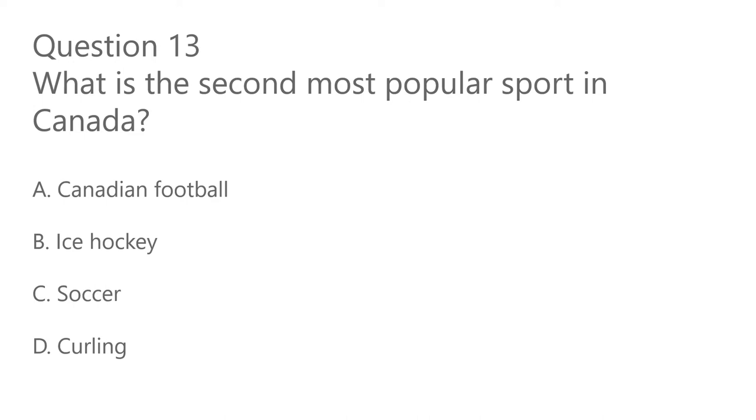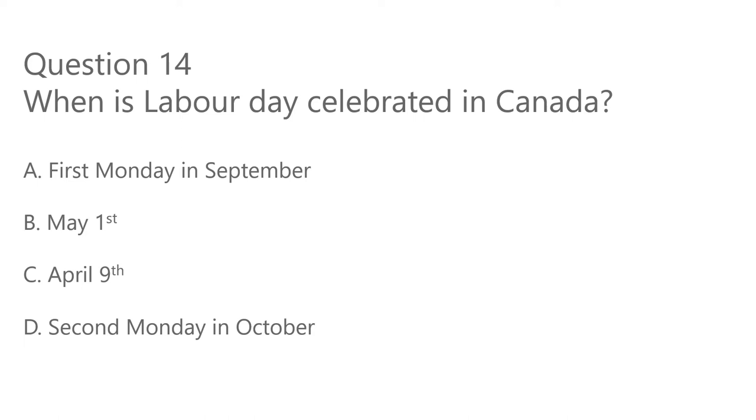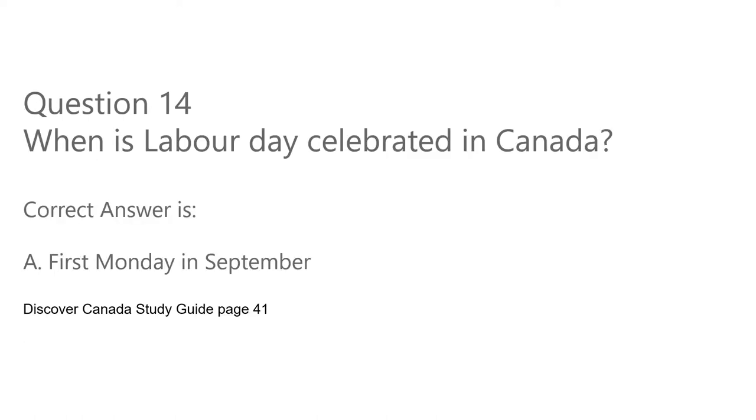Question 13. What is the second most popular sport in Canada? A. Canadian football. B. Ice hockey. C. Soccer. D. Curling. Correct answer is A. Canadian football. Discover Canada Study Guide, page 39. Question 14. When is Labor Day celebrated in Canada? A. First Monday in September. B. May 1st. C. April 9th. D. Second Monday in October. Correct answer is A. First Monday in September. Discover Canada Study Guide, page 41.